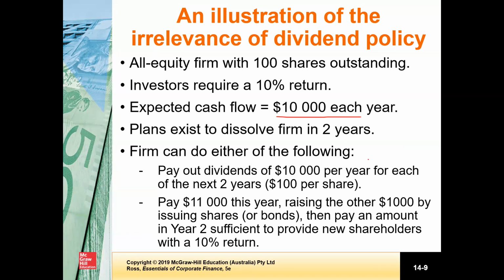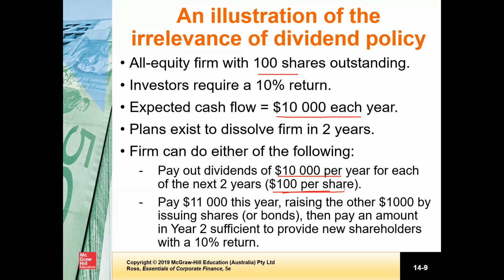At present, dividends at each date are set equal to the cash flow of $10,000. There are 100 shares outstanding, so the dividend per share is going to be $100. So $10,000 dividend per year, 100 shares, so there will be $100 per share.